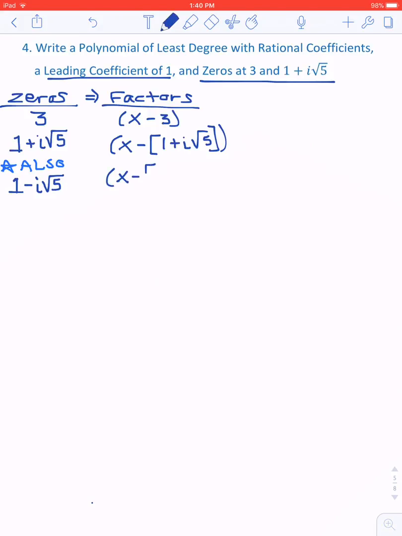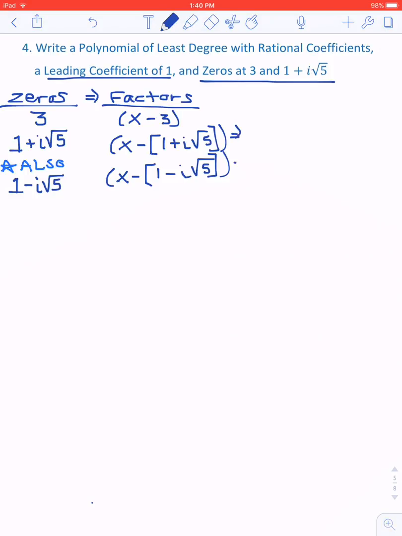Right, we have 3 zeros. What do those become? Change those into factors. Alright, so let's write out those 3 factors. If I have a zero at 3, I have a factor of x minus 3. I have a factor of x minus 1 plus i root 5. Make sure you always start your factors with x minus and then your zero term. And then x minus 1 minus i root 5.